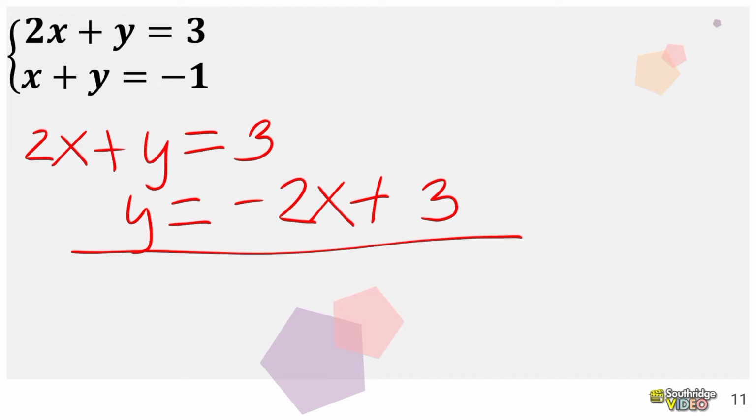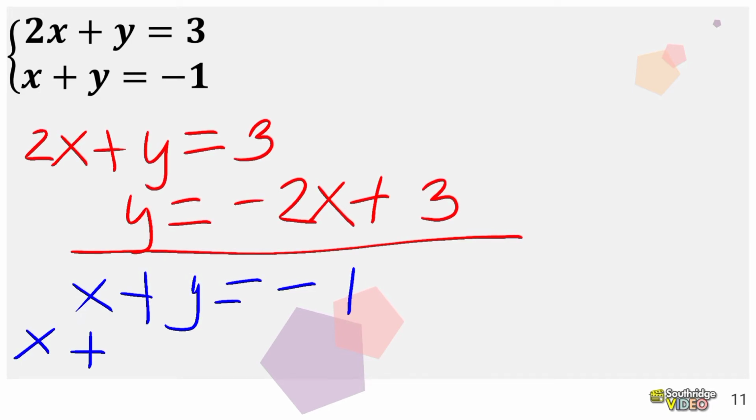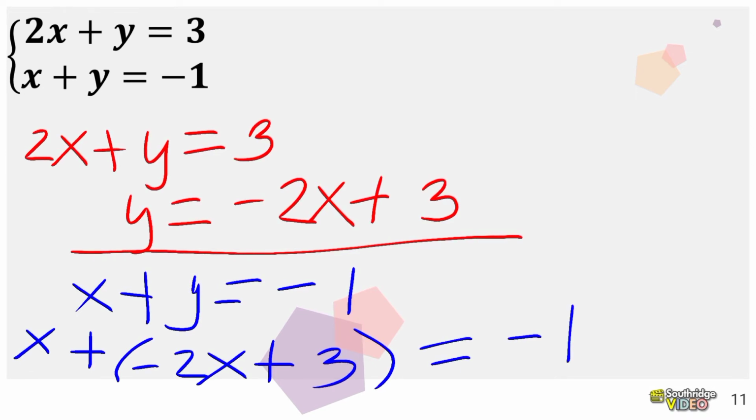So the second equation here is x plus y equals negative 1. From here, the variable y will be substituted by the new equation. So we have x plus the value of y, which is actually negative 2x plus 3, equals negative 1. Take note, class, that you have to make sure that the equal signs are aligned. So don't copy this one since I don't have much space.